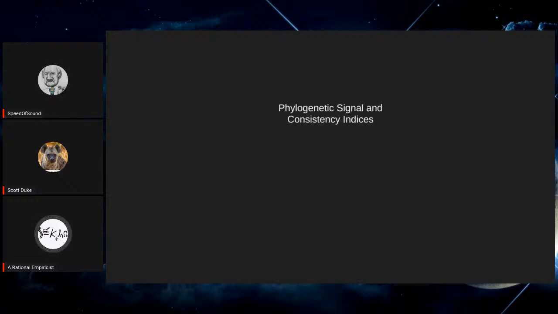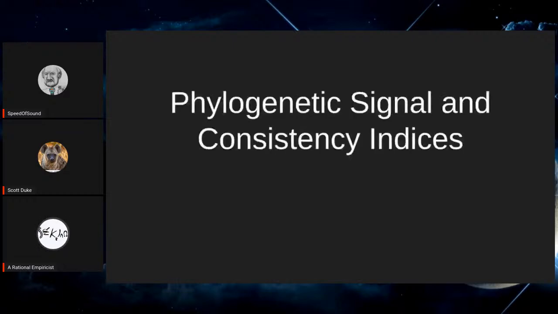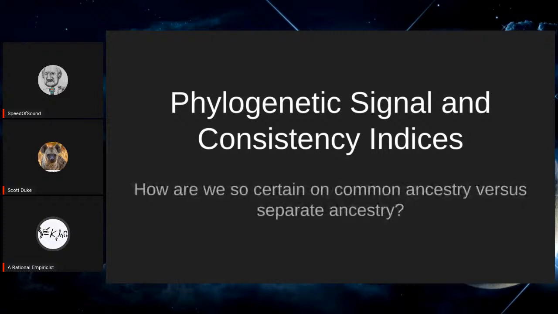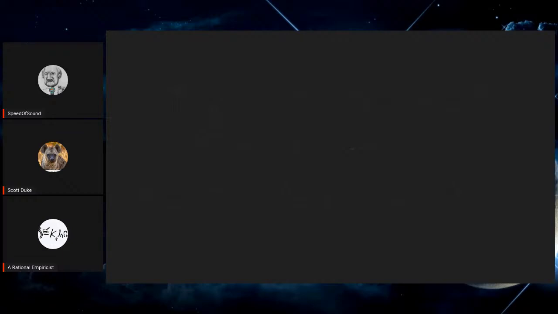All right. So today I want to talk about phylogenetic signal and consistency indices. Try to say that 10 times fast. And this relates to the question, how are we so certain that common ancestry is true versus separate ancestry? I'm sorry, I screwed something up. Oh, what happened? I ran some audio over that. Oh, that's okay. All right. Go ahead.